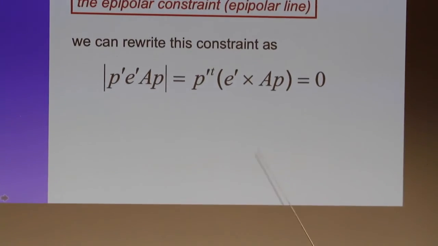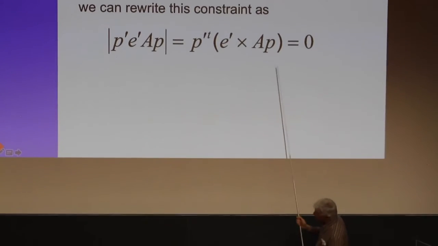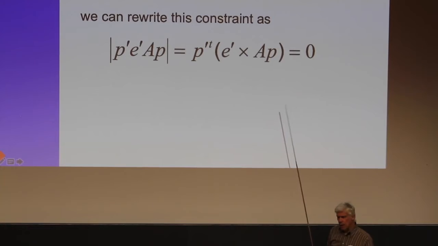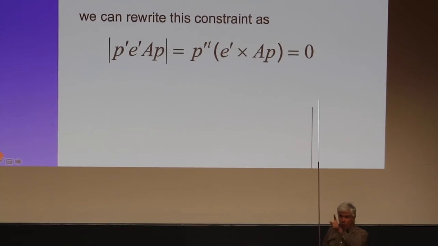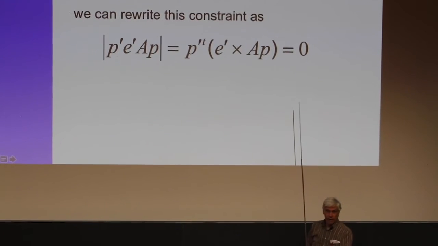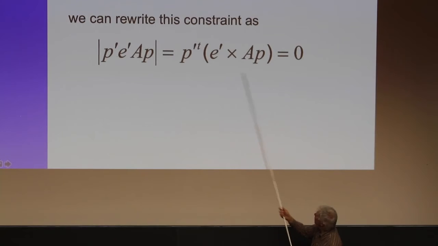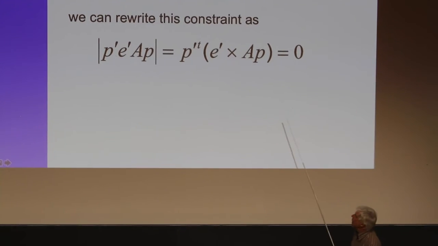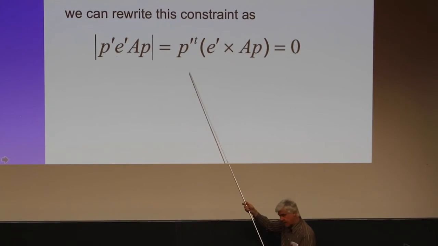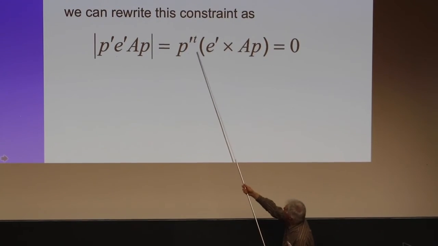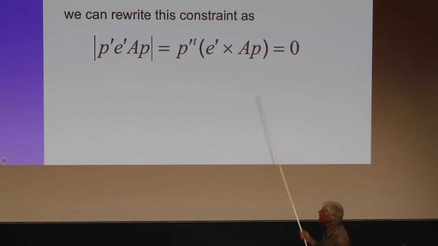Now, what does it say? Here we have a vectorial product of E prime and AP. So that's the normal to the plane spanned by E prime and AP. If you have E prime and AP, the normal to that plane, that's what this vector is, a vectorial product. Now, we can project P prime onto that vector. Transposed, because we make it a row vector, this is a column vector.